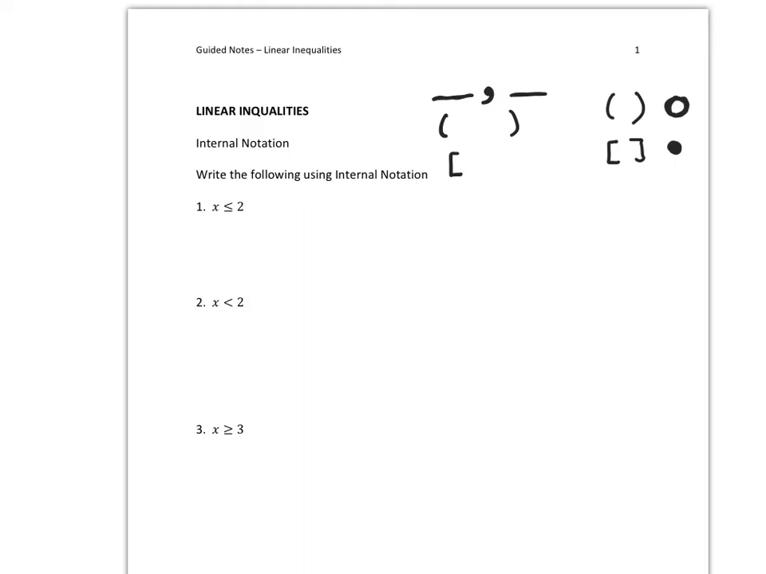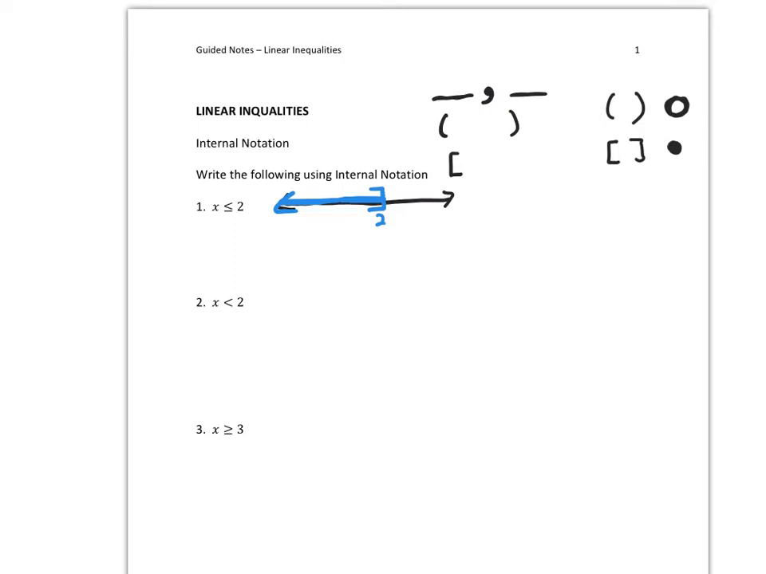So once again, parentheses, the endpoint is not included. Bracket, endpoint is included. Sometimes it's easier if you draw your solution on the number line. So if I was to sketch this, here's 2, 2's included, and it's x is less than or equal to 2, so you would shade to the left, and you'd have a bracket.